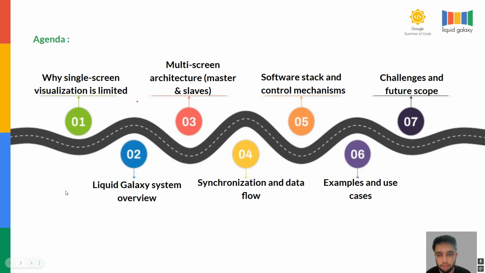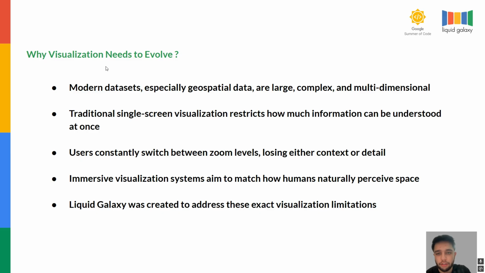So now we'll go to the agenda of the presentation. The slide gives a clear structure of what will be covered. We'll begin by understanding why single screen visualization is limited. Then we'll move forward to the Liquid Galaxy system overview and its multi-screen master slave architecture. After that, we will discuss synchronization and data flow, followed by the software stack and control mechanism. And finally, we will look at the real world use cases, challenges, and future scope, and then conclude with the summary.